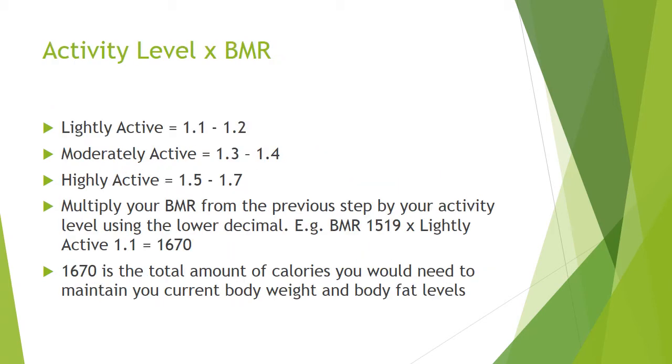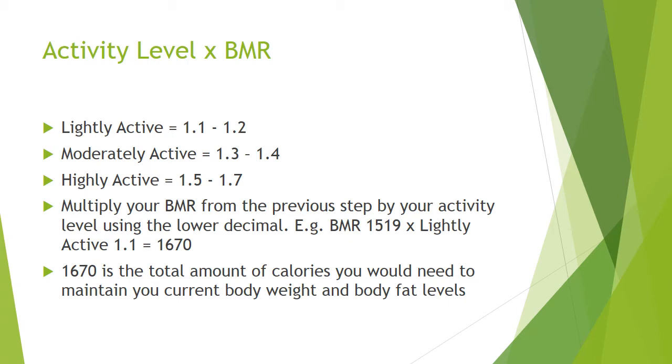What that means is, to determine your total calorie needs for the day, we need to incorporate your BMR, which we did earlier on, versus your activity level. So if this person I'm using as an example, 70 kilos at 24% body fat, works a desk job, her BMR was 1,519 calories multiplied by her activity level, which is lightly active, and we're going to stay to the lower end of that decimal point, which is 1.1. We're going to multiply those two together, and that gives us 1,670. All right, 1,670 calories is the total amount that this person would need to maintain their current weight and body fat levels.